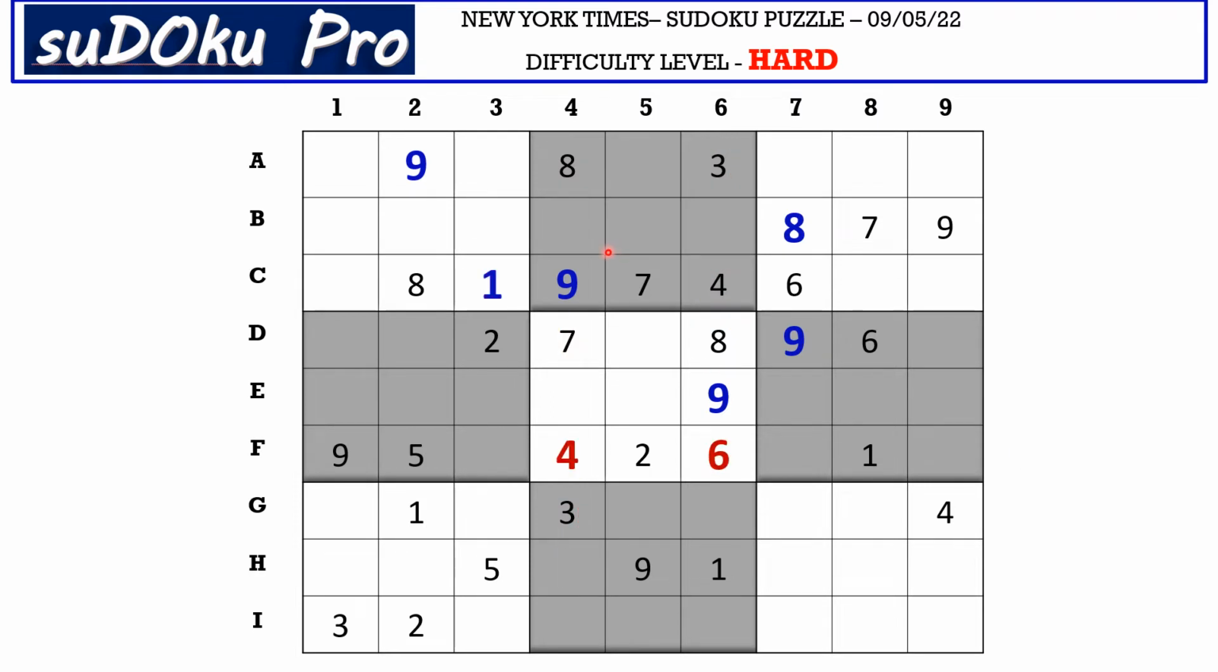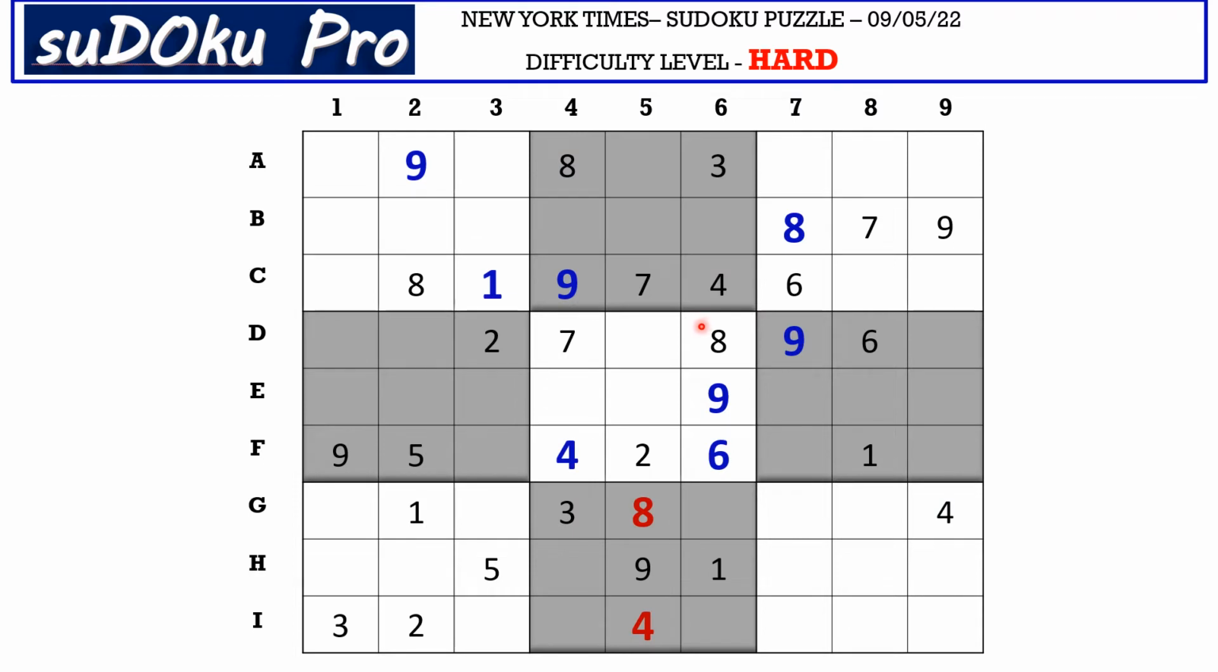Now you can see here this 4 and 8 in column 4 blocks these two cells. Similarly, there is a 4, 8 pair in column 6 blocking these two cells. So 4 and 8 go in these two cells. There is a 4 here in G row blocking here. So G5 takes 8 and I5 takes 4.